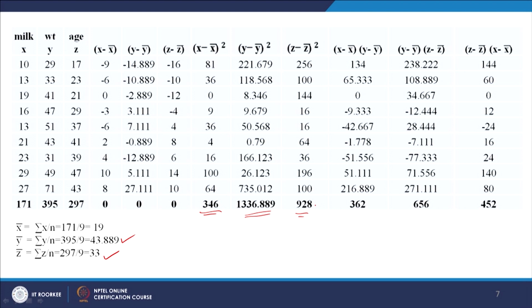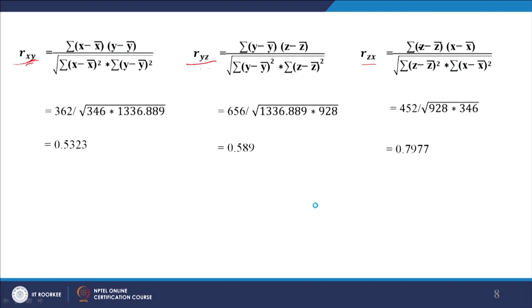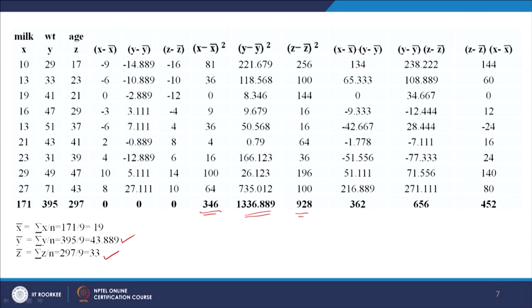One more product we require, that is, you look at this formula. So, this x minus x bar into y minus y bar, similarly for others. So, x minus x bar into y minus y bar. So, how much is this? So, minus 9 into y minus y bar, which is 14 point whatever it is. If you multiply this, it will be roughly 134, let us say. So, minus 6 into 10.889, this is something around 65.3, it could be a little more also, 65 is okay. So, this is 0.